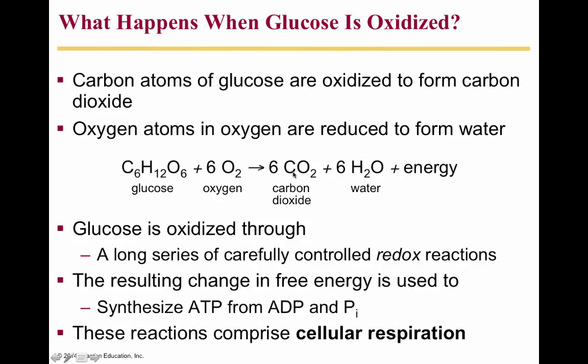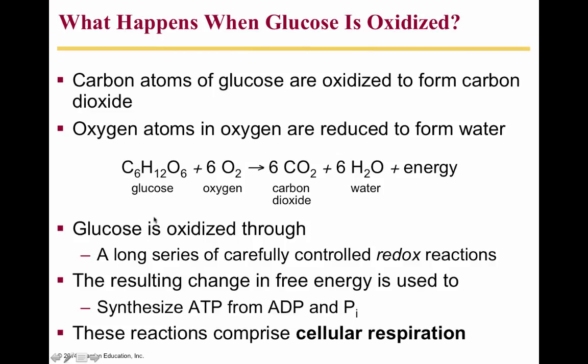You see that the carbon molecule here, you see the carbon? It's lost its H's. It's lost its electrons. It's oxidized. Oxygen, on the other hand, has gained H's. It has gained electrons. It is reduced. So yes, glucose is oxidized to CO2, oxygen reduced to water.